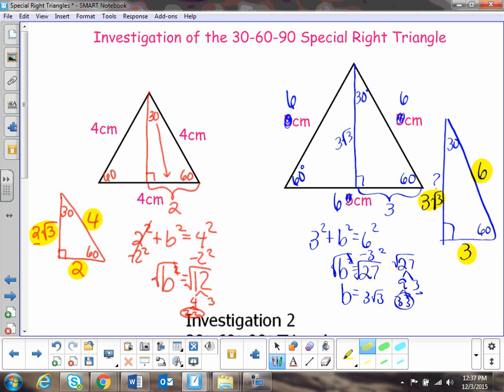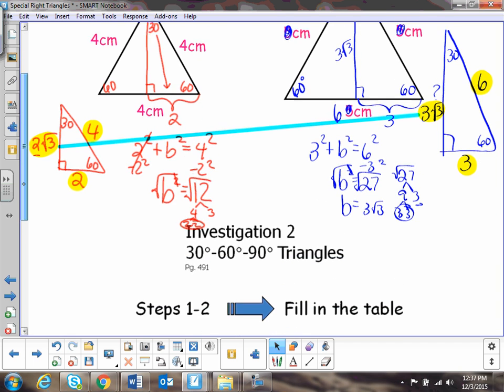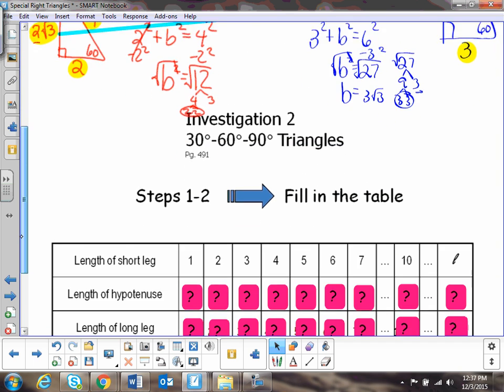And then look at the long leg. You'll notice those 2 right there: they both have radical 3s, and the coefficients match the short leg. So anytime you have a pattern like this, that's going to be consistent for all 30, 60, 90 triangles. That's what makes this one special.